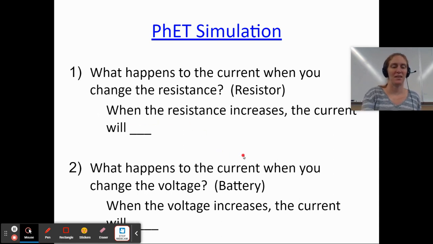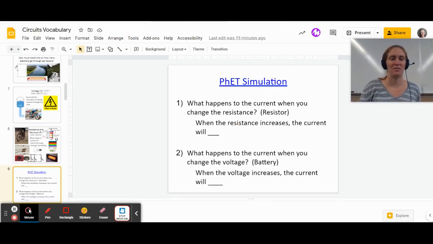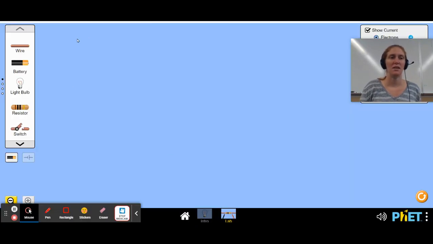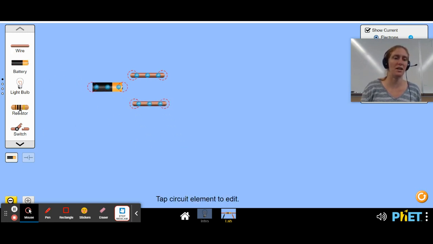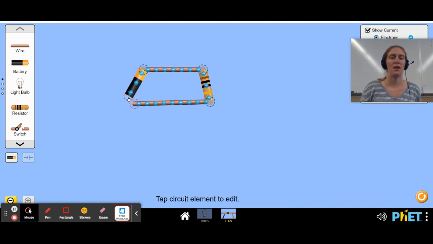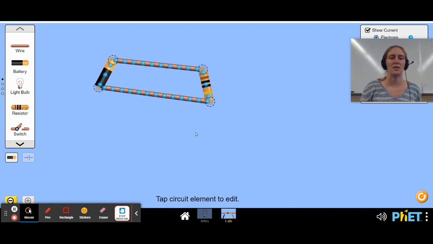And let's take a look at how you're going to do that. So you'll go back to the same simulation. It's called the Circuit Construction Kit. And if you're Googling it, just Google PhET circuit construction, and you'll come across this simulation. So I'm going to get out a couple wires again. I'm going to get out a battery. And I'm also going to use a resistor. And so I'm going to make a circuit. So remember, for a circuit, I need to make a complete circle. And I'm going to hook up my battery. And I will notice that the electricity is starting to flow, which is perfect.